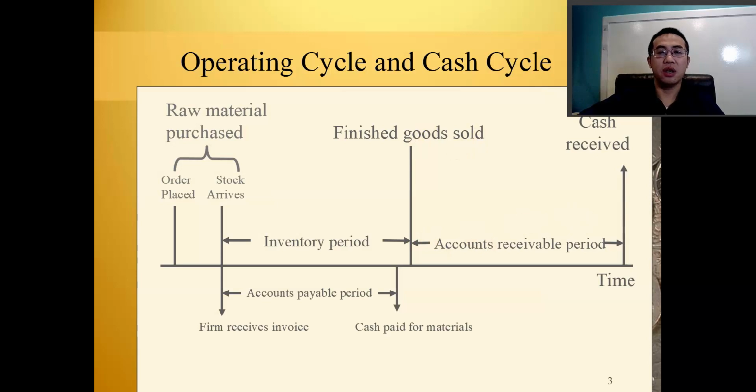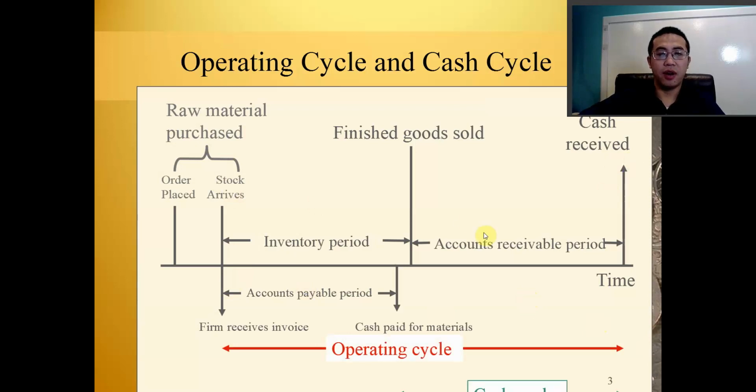So you need to invoice the buyer of your product and then give them, say, 60 days or 90 days to pay your bill, and then you receive the cash. So this whole period is called the accounts receivable period. And from the time the stock arrives until you receive the cash from the products you sold, this is called an operating cycle. And from the time you pay cash for the raw materials until the time you receive the cash for the final products, this is called a cash cycle.